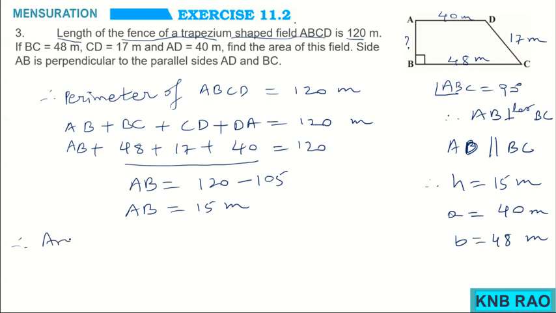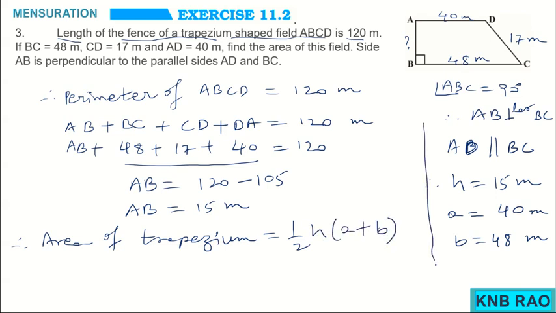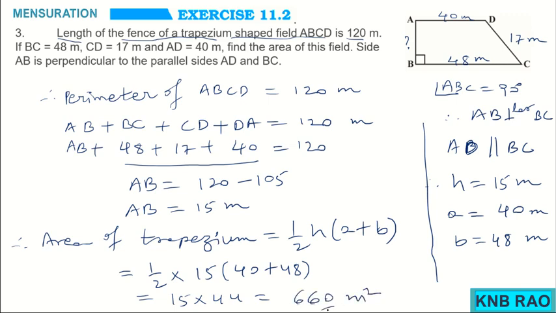Therefore, area of this trapezium is half into height into sum of the parallel sides. Thus, half into 15 into 40 plus 48. 40 plus 48 is 88. 88 by 2 is 44. 15 into 44. On simplification, you will get the answer as 660 meter square as the area of this trapezium.